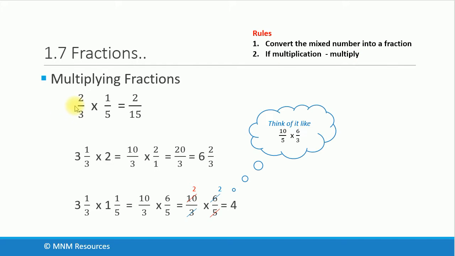So let's look at our first example. We are working with two simple fractions, so this is not an issue for us. Rule 1 is satisfied. Let's go to rule 2, simply multiply. So we know that 2 times 1 is 2, 3 times 5 is 15. So your answer is 2 by 15.